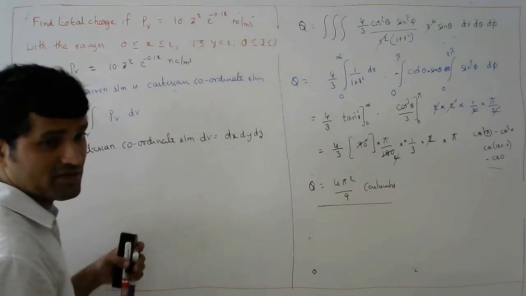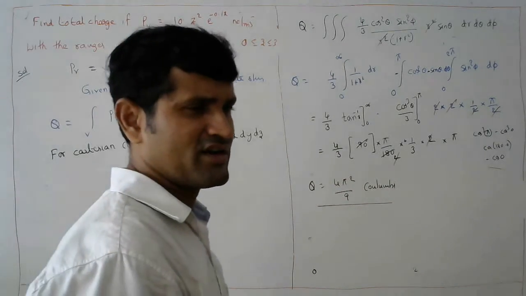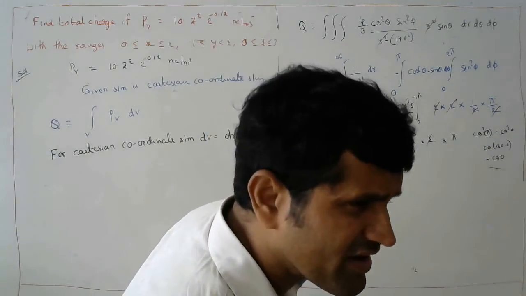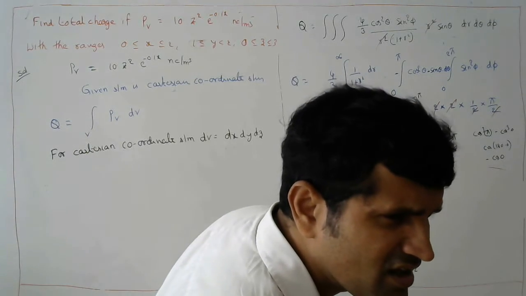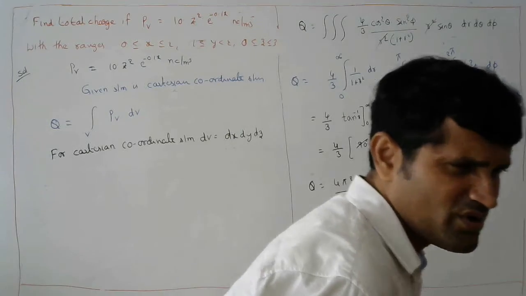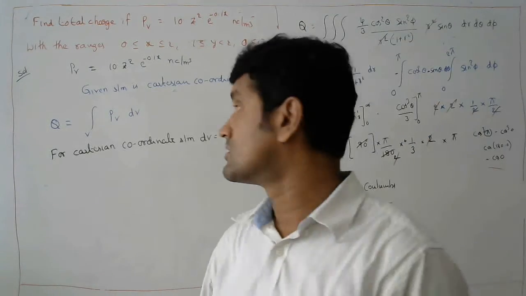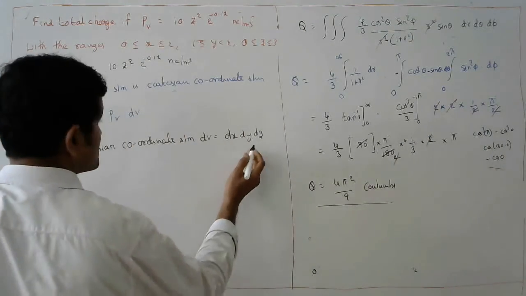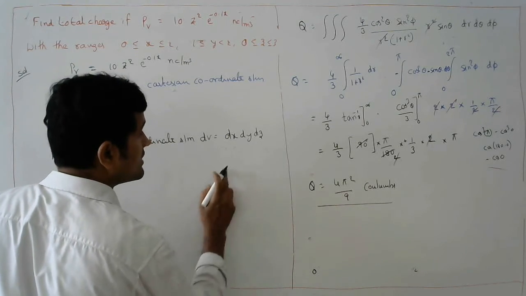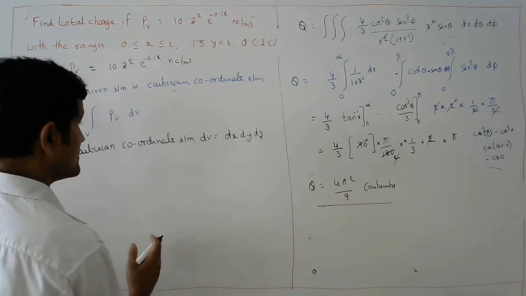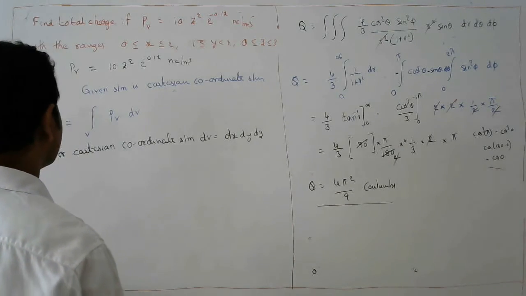There is no direction, because volume is a scalar quantity, so no direction is required. All are lengths, so we don't need to specify the direction. We only consider the differential lengths. So that is the expression for the differential volume.